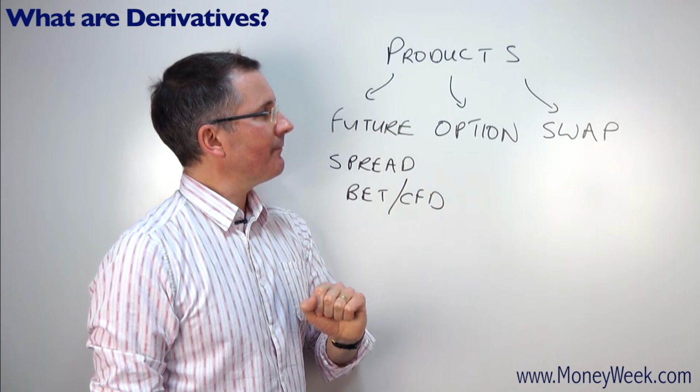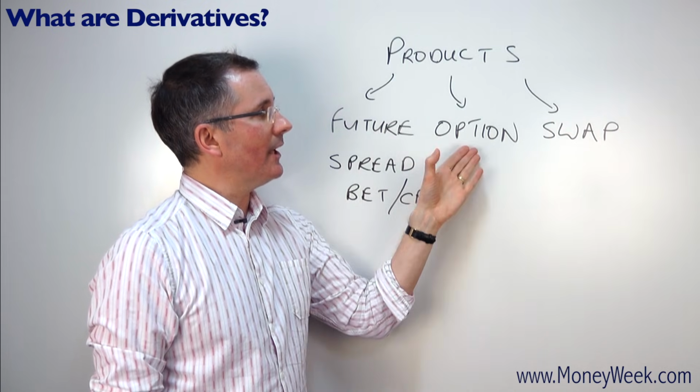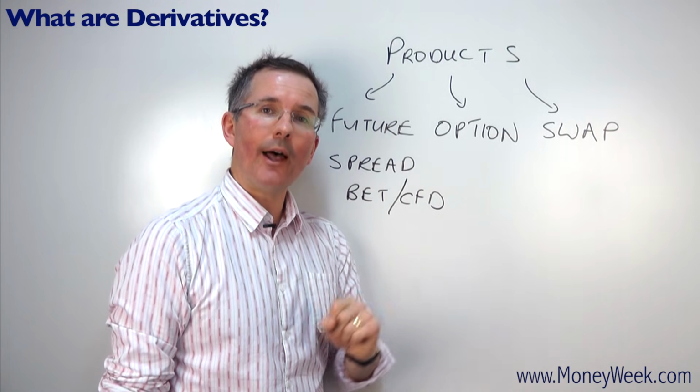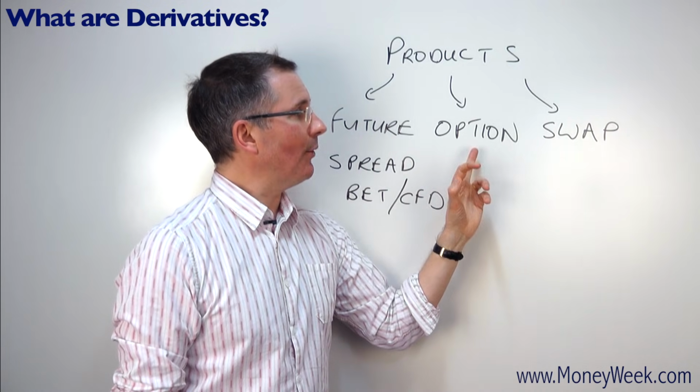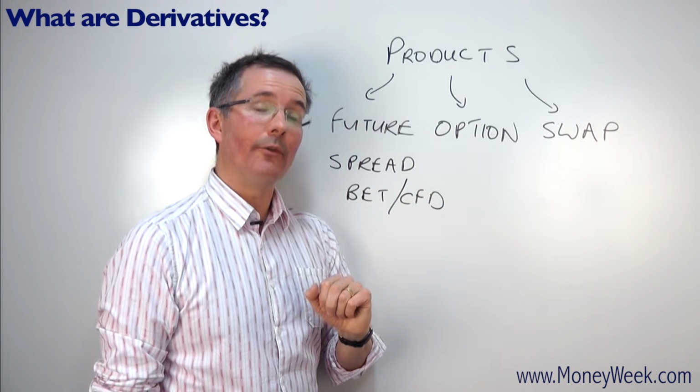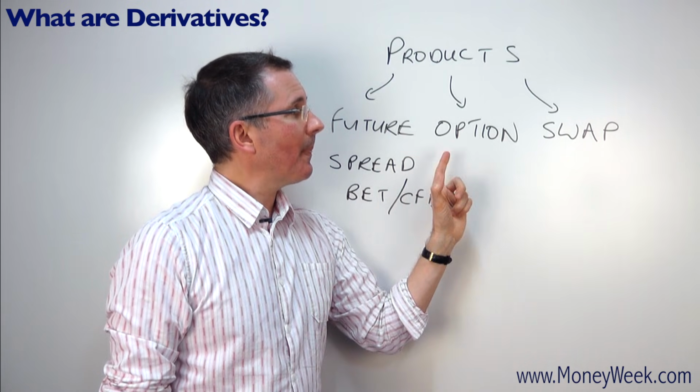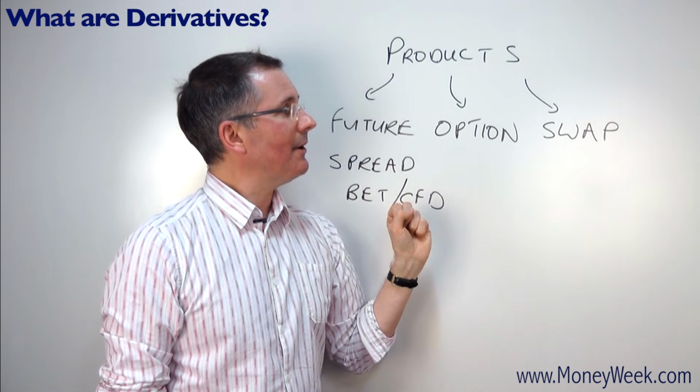Now, an option is something which gives you the choice at the end of the day about whether you buy or sell an underlying asset. It includes some flexibility that futures don't, and therefore you pay an upfront premium. And the point about derivatives is they come in different shapes and sizes.